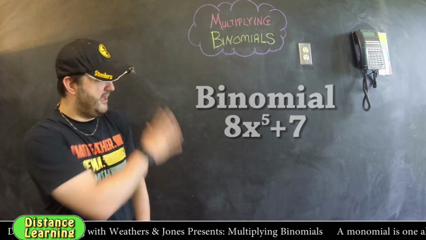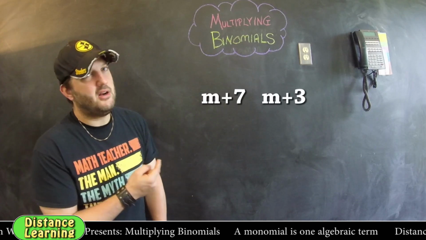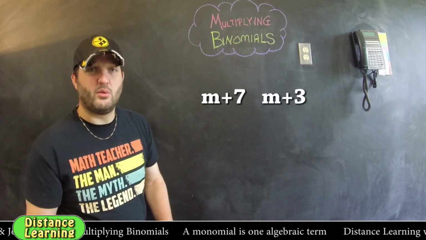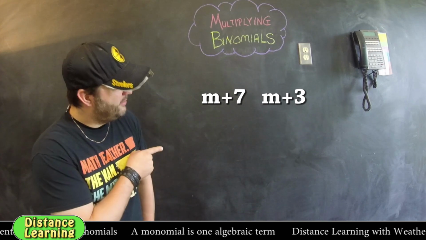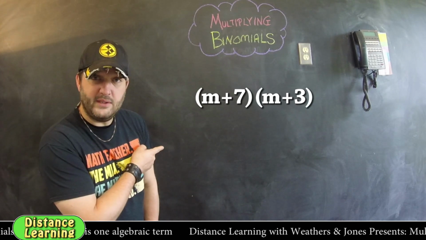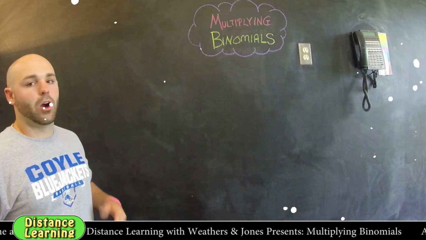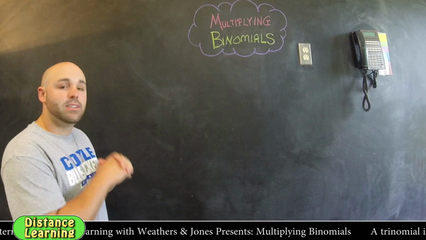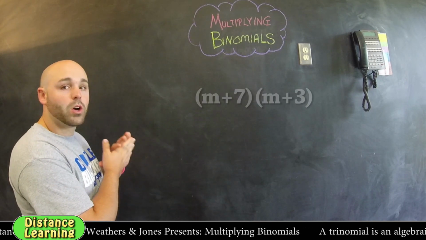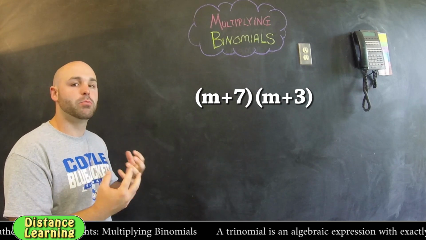So let's just throw two binomials out there next to each other. Of course, it's not going to look like this. In order to let us know that we're supposed to multiply them, they're going to be surrounded with parentheses. So you'll see a binomial on the left in parentheses and a binomial on the right. Now, we're going to multiply these two binomials together using kind of like a double distributive property.